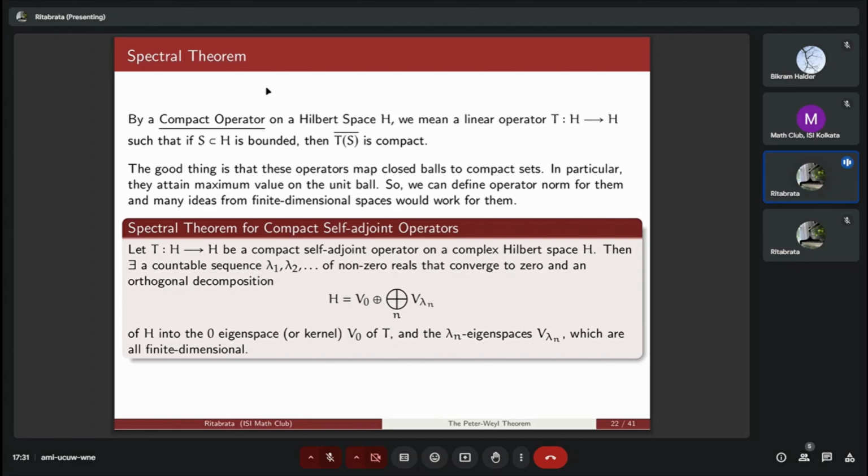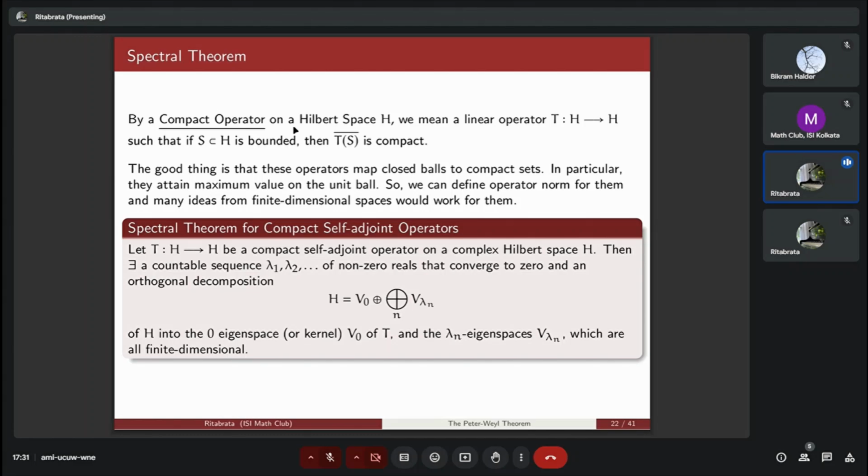For finite dimensions, it is obvious because in finite dimension the unit ball is compact, but in infinite dimension the unit ball is not compact. So its image might be unbounded, it can have many bad things. So in finite dimension, all operators are compact. In infinite dimension, it is not the case. So this type of operators gets a lot of special attention.